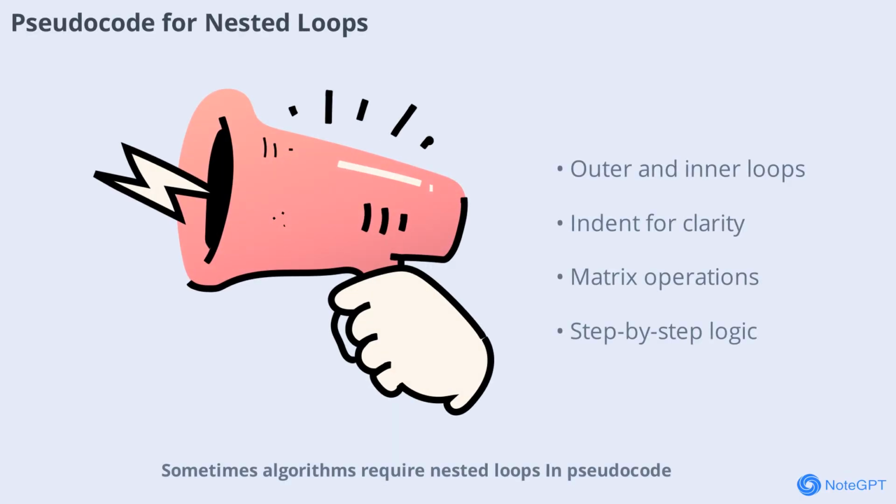Sometimes, algorithms require nested loops. In pseudocode, you can show this by indenting the inner loop inside the outer loop. For example, looping through a matrix involves an outer loop for rows and an inner loop for columns. This structure helps you visualize complex operations step by step.